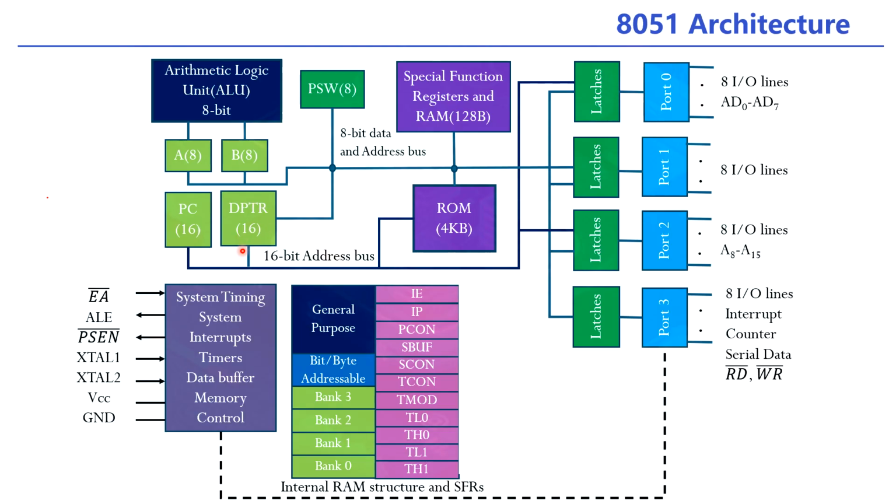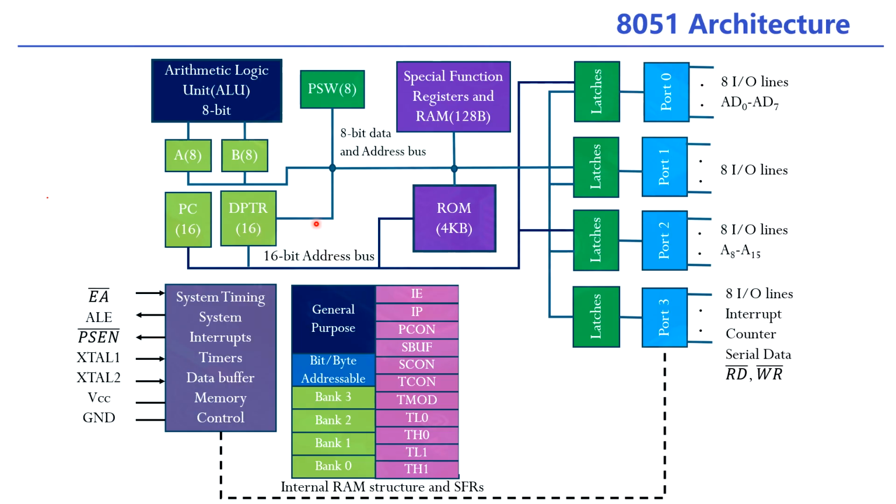One more important thing, in most cases this DPTR is divided into two registers. Why? Because it is an 8-bit structure. So the DPTR is divided into two 8-bit registers. They are named DPTR high byte and DPTR low byte, DPH and DPL.